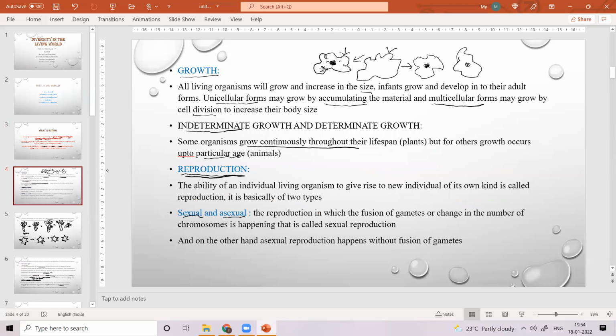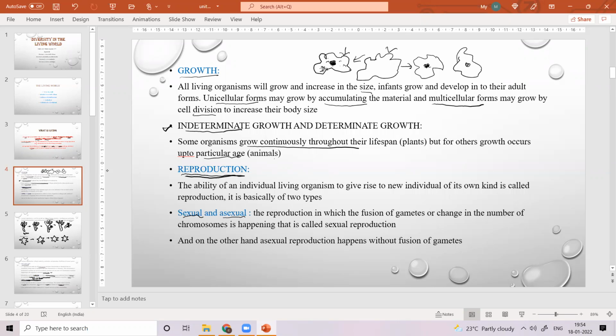Basically, growth is a feature that can be indeterminate growth or determinate growth. Indeterminate growth means an organism is continuously growing throughout its lifespan. And if the organism stops growing in size after a particular age, like what happens in animals, that is called determinate growth.